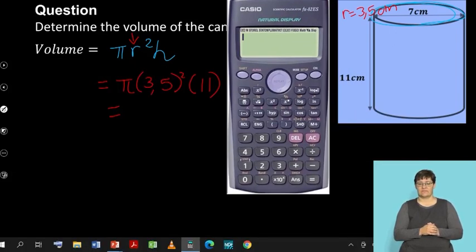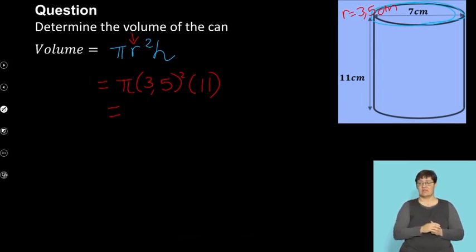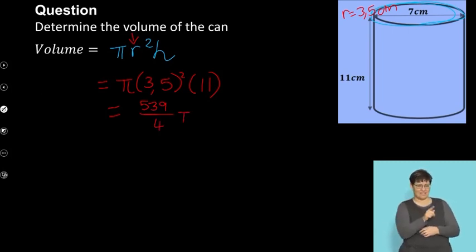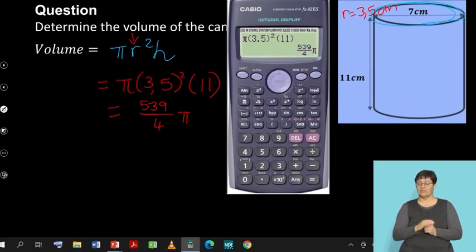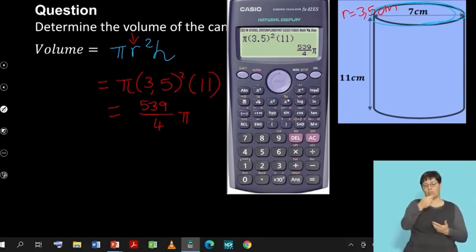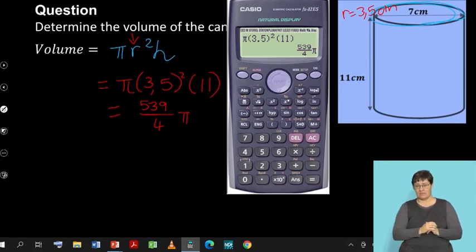So we're going to type in pi times 3,5 squared multiplied by 11, which is going to give me 539 over 4 pi. But I want to be able to write this with respect to the second decimal place. But guys, please make sure you read your instructions on your test to check if you're rounding to the first decimal place or the second decimal place.